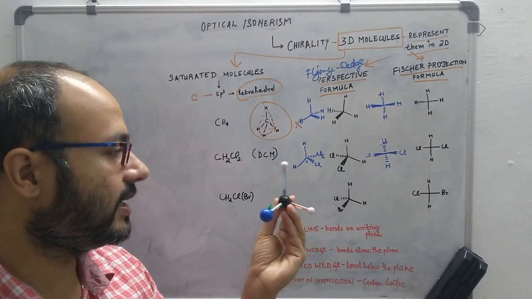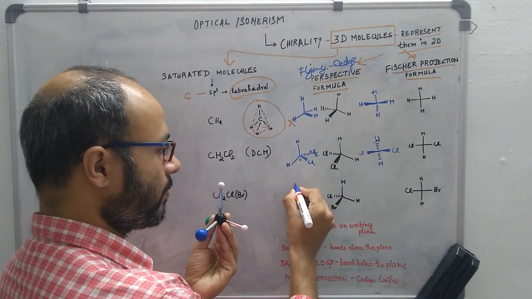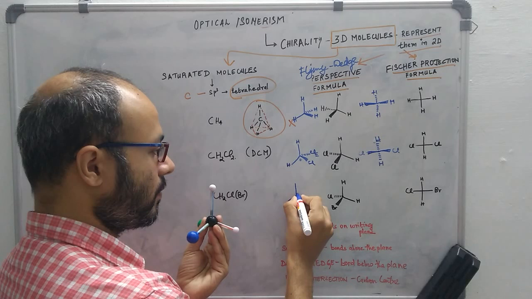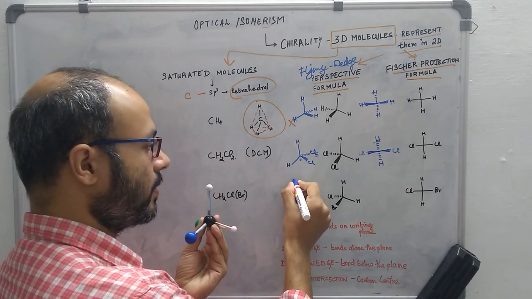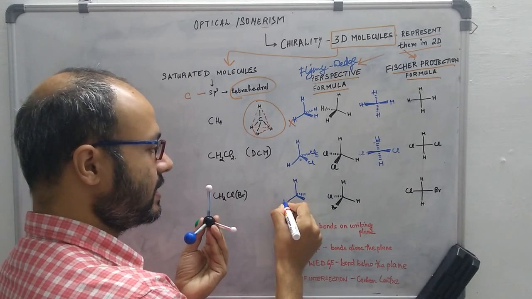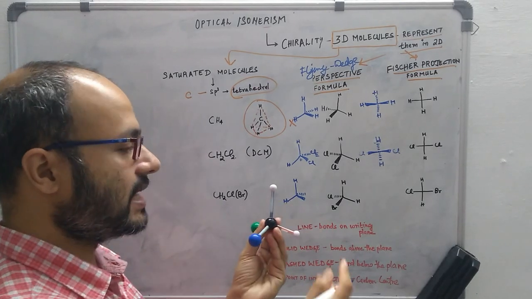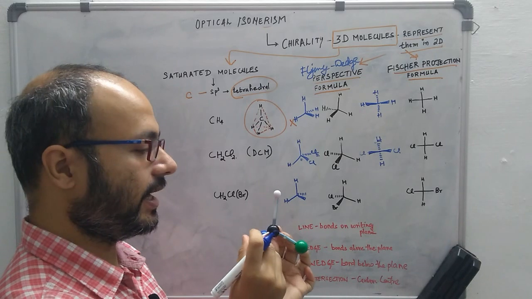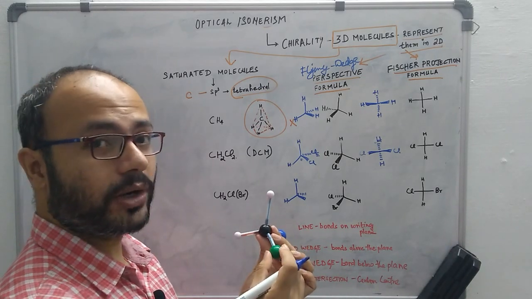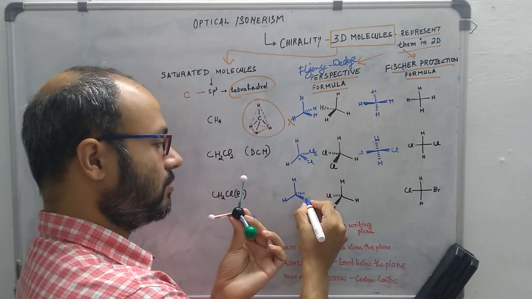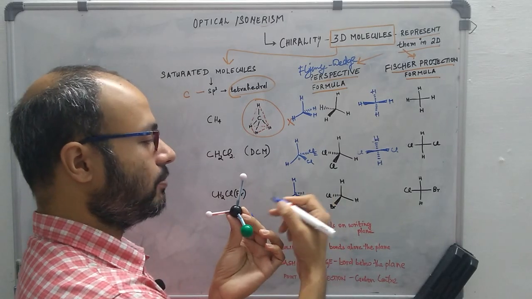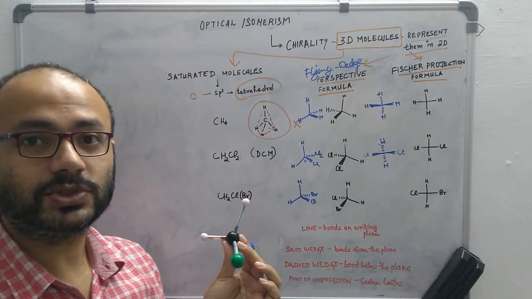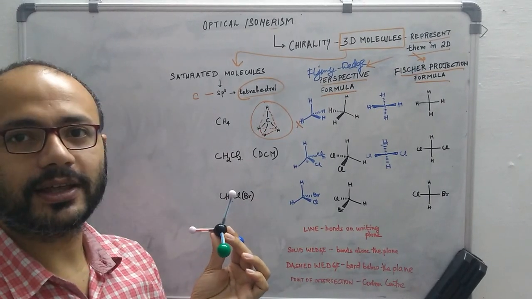Now let me write it in another fashion. So if I write like this, obviously I have to rotate it by 180 degrees. So when I rotate this by 180 degrees, what do you see? The chlorine, which is the green ball, has come on the front side, and the blue ball, that is bromine, would be coming in the back side.